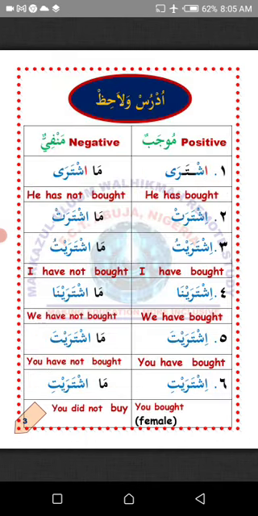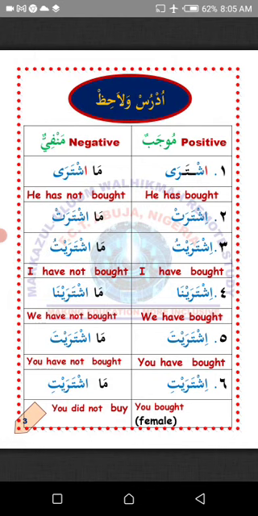Udrus, learn. Walahis, and observe at the same time. Mujabun, positive. Manfiyun, negative. Mujab, positive, is the state of a sentence in Arabic that shows that something has happened. Manfiyun, negative, is the state of a sentence in Arabic that shows that something has not happened.